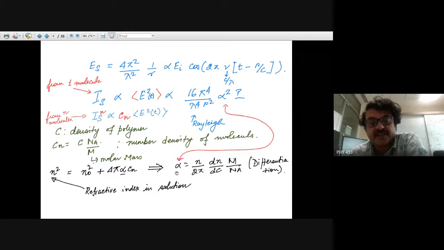And if you take the derivative, right, so if you are asking if we increase concentration, how would this change?